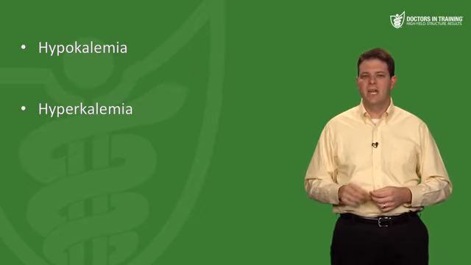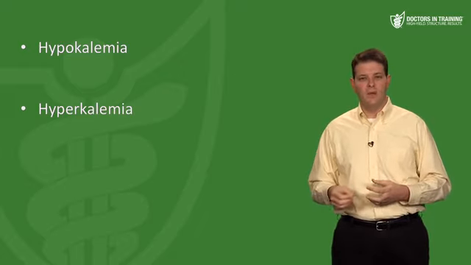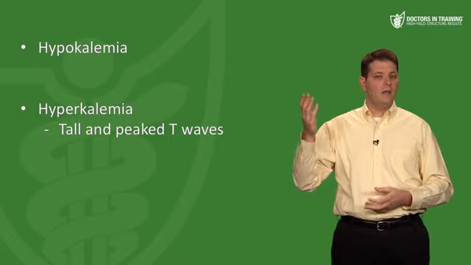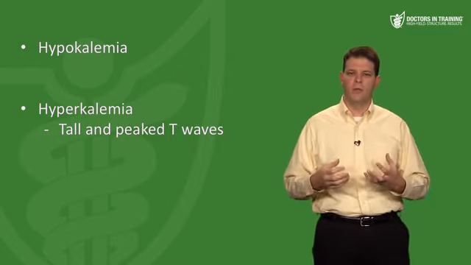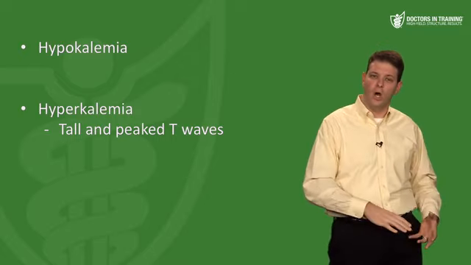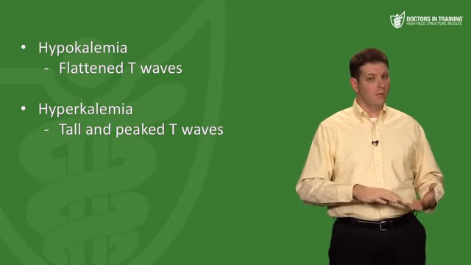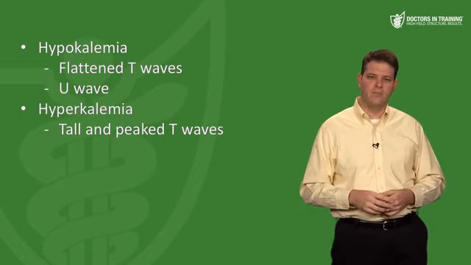But the classic EKG findings I want you to remember with hyper and hypokalemia are that the T waves tend to mirror the potassium levels. So if the potassium's high, T waves are going to be high. They're going to be tall and peaked. We say the T waves look sharp, like you wouldn't want to sit on them. They're sharp and pointy. But if the potassium is low, then the T waves are somewhat flattened. And if the potassium is really, really low, you might see a prominent U wave, which is a wave that comes after the T wave.